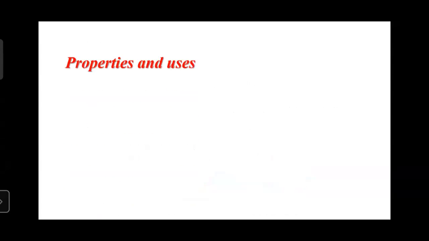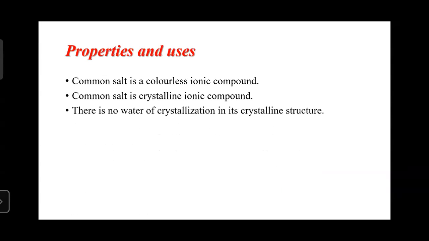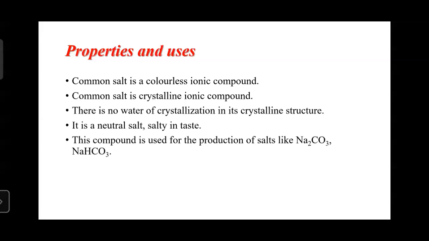Now, properties and uses. Common salt is a colorless ionic compound. Common salt is a crystalline ionic compound. There is no water of crystallization in the crystalline structure. It is a neutral salt, salty in taste. The compound is used for the production of salts like Na2CO3 and NaHCO3.